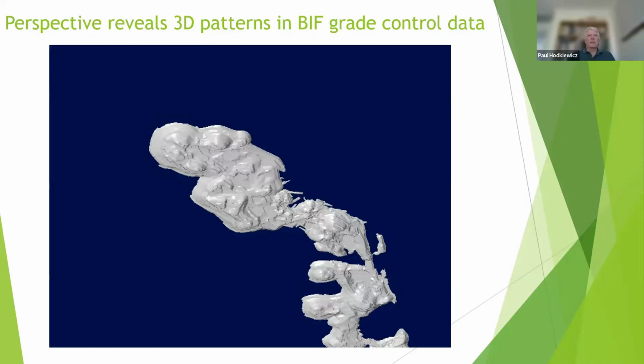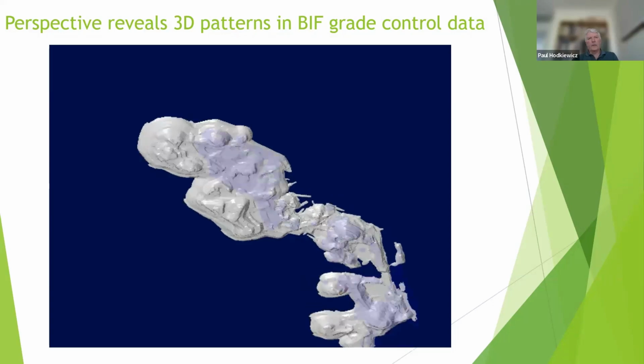And again, this is another example of how perspective can reveal these 3D patterns that help us understand the continuity of mineralization in an ore body. This is an iron ore deposit. The length of the open pit is probably 3 kilometers. And what I'm going to do again is show several thousand grade control assays from blast holes, turn on that X-ray feature so you can see the high-grade iron ore, and then we can see how that makes sense.